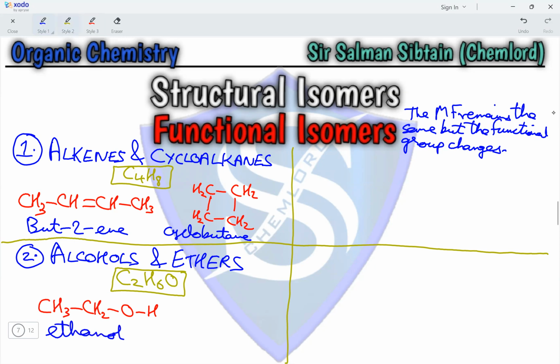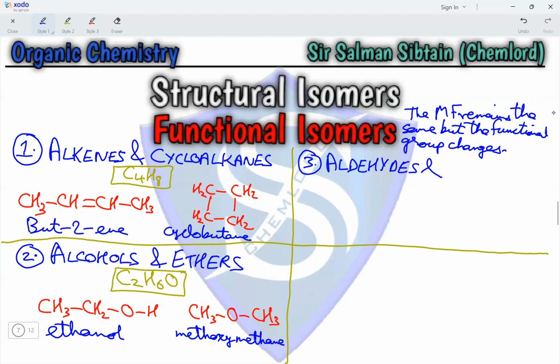and the ether that this molecular formula represents is CH3OCH3, called methoxymethane. So this is the second set of functional isomers that we have seen. The third set of functional isomers are aldehydes and ketones.